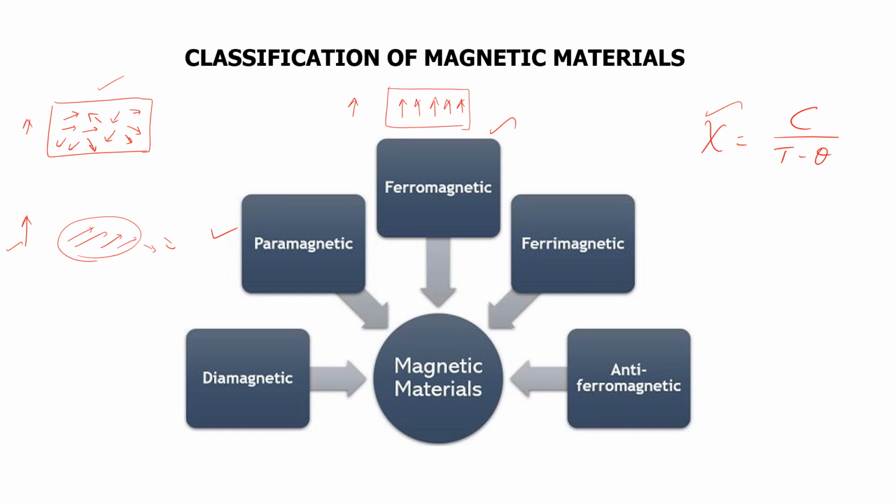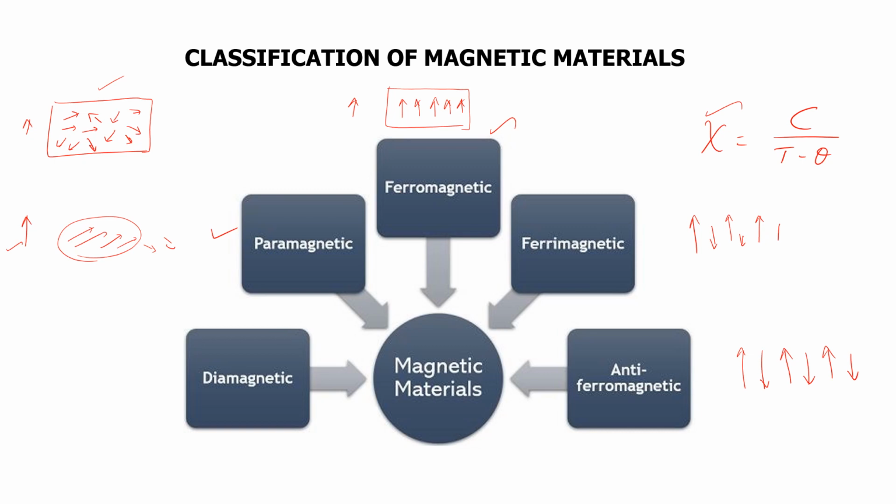Then antiferromagnetic material is exactly opposite. That is, the spins are like this. The alignment will be like this. That is equal magnitude but in opposite direction. Ferrimagnetic means not equal, unequal in magnitude but opposite in direction.